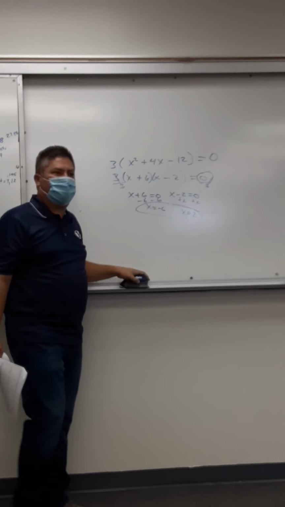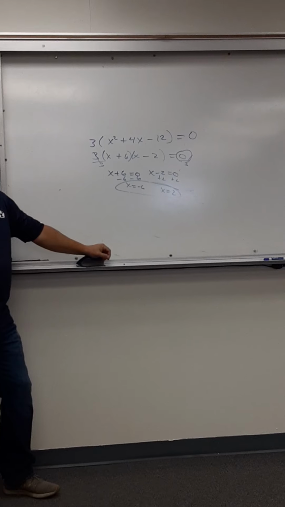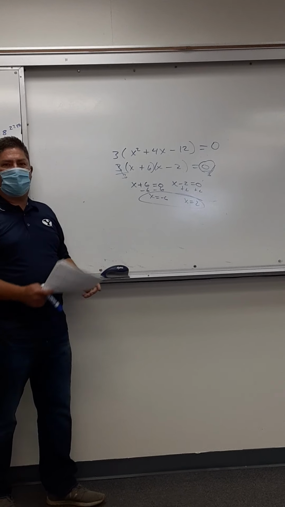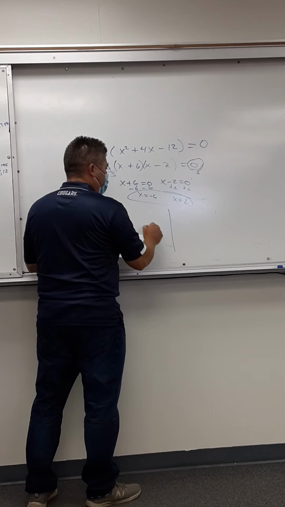What do these answers represent? Did I show you this before or not? What do these answers represent on a graph? They're the points that will cross the x-axis.